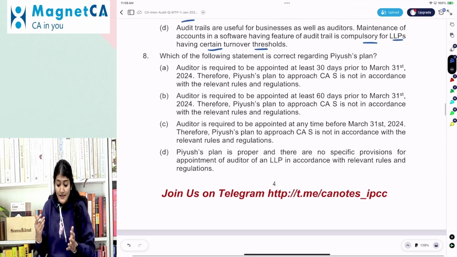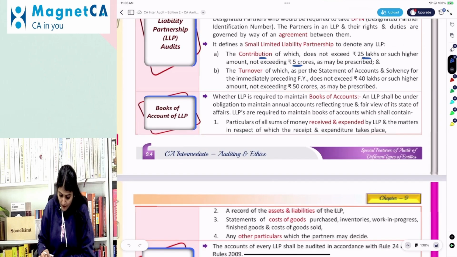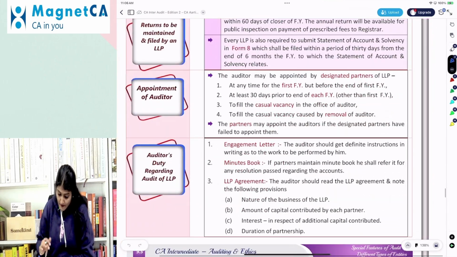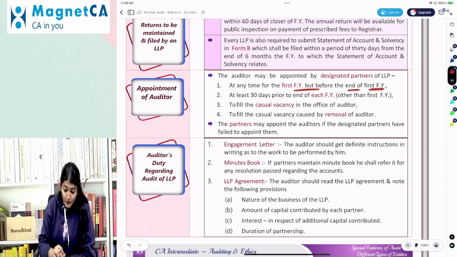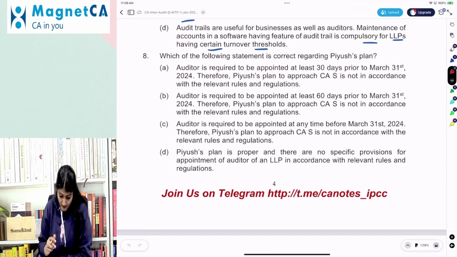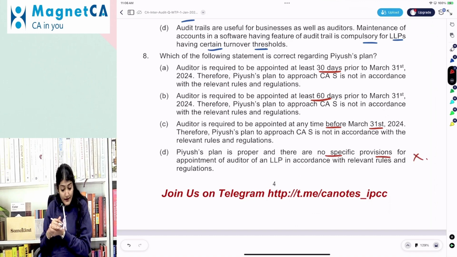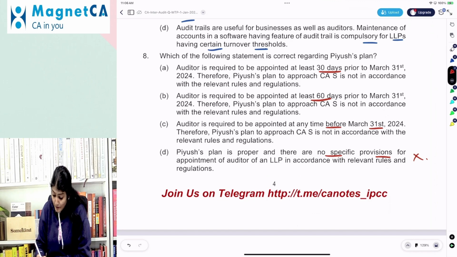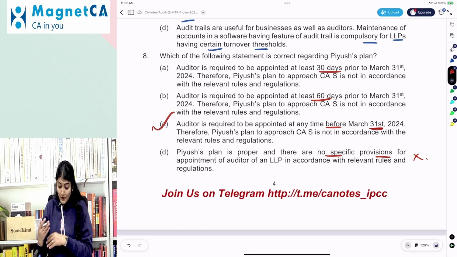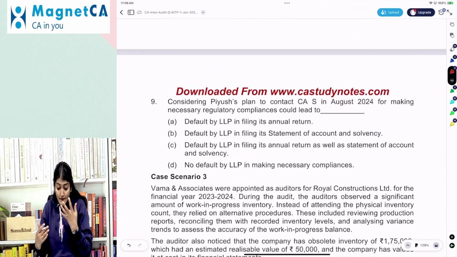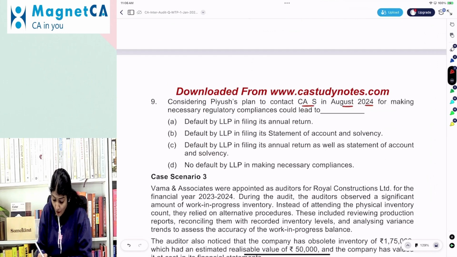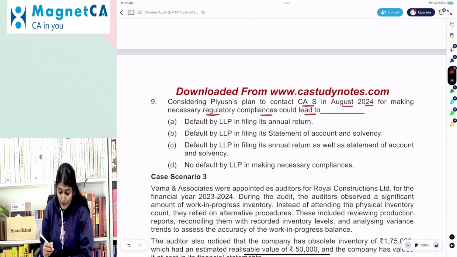Right. Which of the following statements is correct regarding PU's plan? Right. So let us look into the appointment of the auditor. What does it say? In the first year, the auditor has to be appointed before the end of the first financial year. So at least 30 days prior, at least 60 days prior, or any time before 31st March? And there is no specific provision. No. So it needs to appoint the first auditor any time before 31st of March. Therefore, PU's plan to approach CAS is not in accordance with the relevant rules and regulations. And considering PU's plan to contact CAS in August 24 for making the necessary regulatory compliance would lead to.